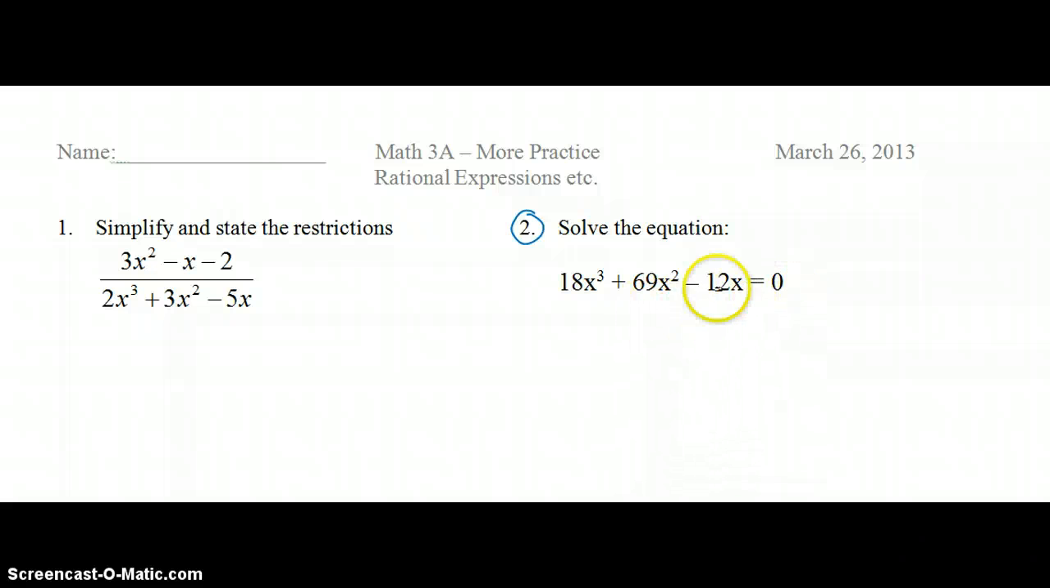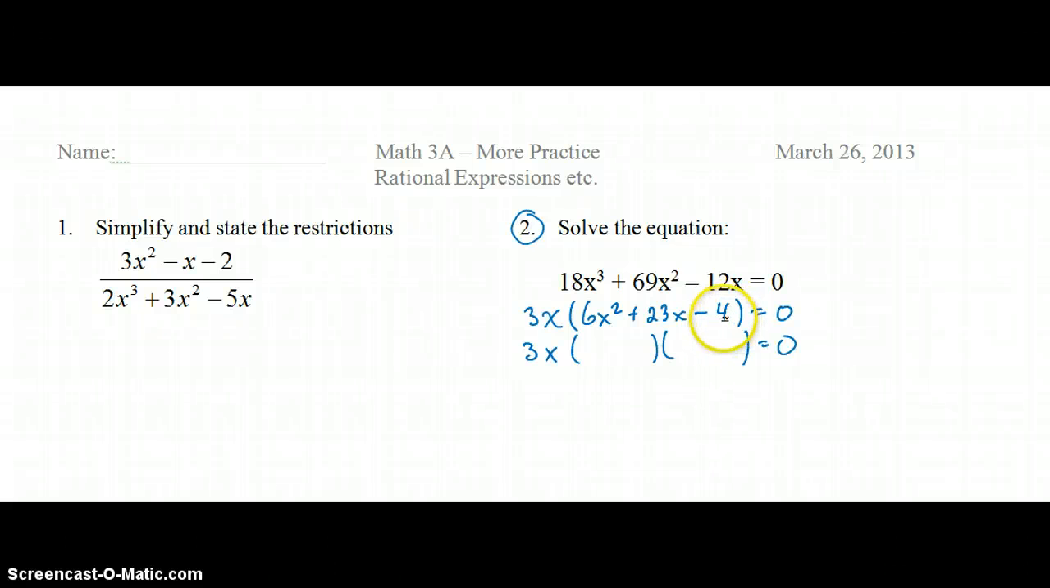So I have a trinomial here. First thing I do is look for the GCF, and that's going to be x. I can also take out 3, and that leaves me 6x squared plus 23x minus 4 equals 0. Now to factor this complex trinomial, the magic number is 6 times 4, which is 24, so factors of 24 that subtract to give 23. Well, that's going to be 24 and 1.